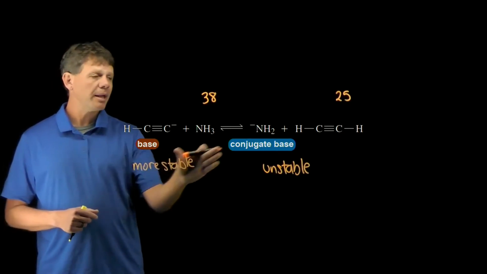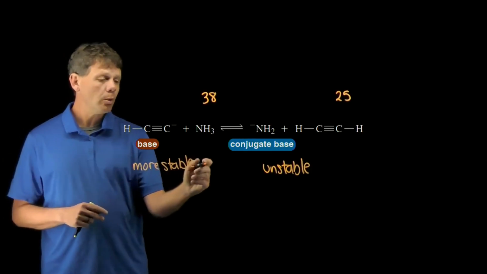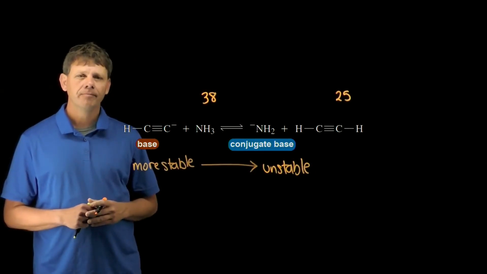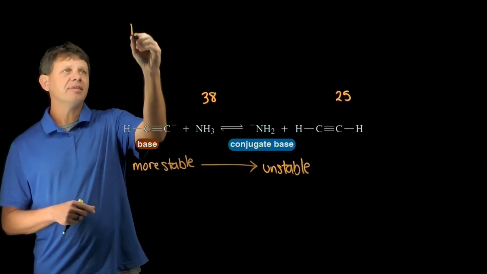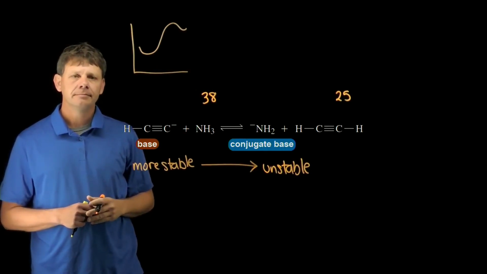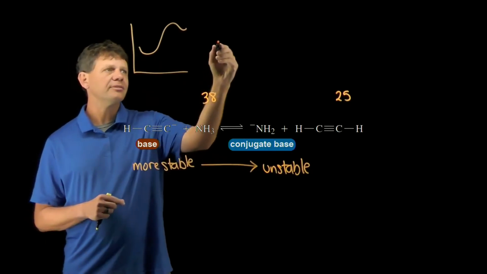Looking at it in terms of the base and the conjugate base, this reaction as written is going from more stable to less stable. That implies that this reaction should be uphill. The reactant side should be favored, and Keq will be less than 1.